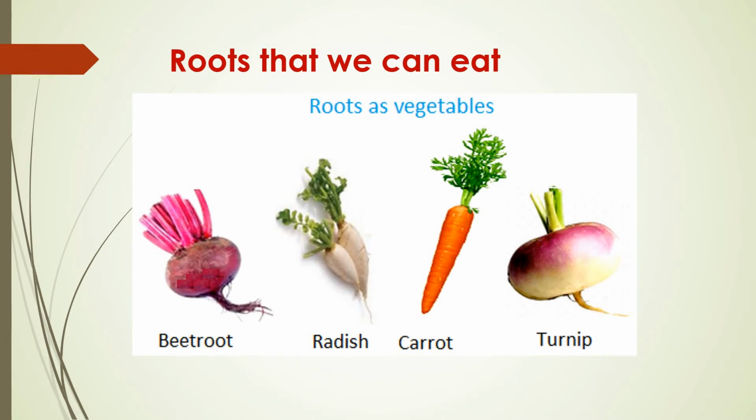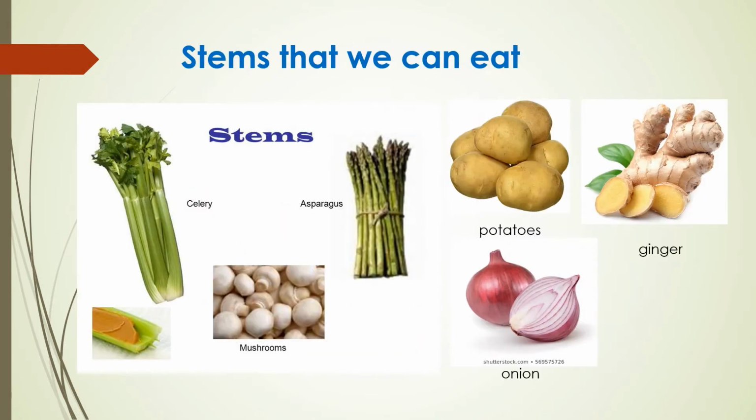Now let us see some food we get from root of the plant. That means the food which are actually roots. Beetroot is the root of plant that we eat. Radish, carrot, turnip, they are all roots and they are called modified roots. Is that clear, boys? So carrot, when you eat carrot next time, which part of the plant you are eating? Root.